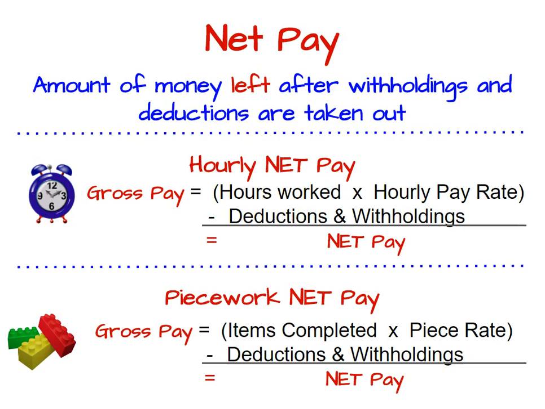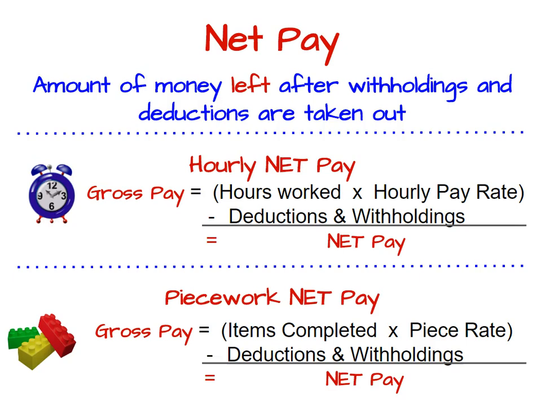Now we talk about net pay, and this is the amount of money you have left after withholdings and deductions are taken out. So think of your gross pay like a pond, and you go fishing, and you have a net, and if you catch a fish in your net and you pull it out of the water, all the water runs out, which would be deductions and withholdings, and you're left with the fish, which is your net pay and what you can take home.